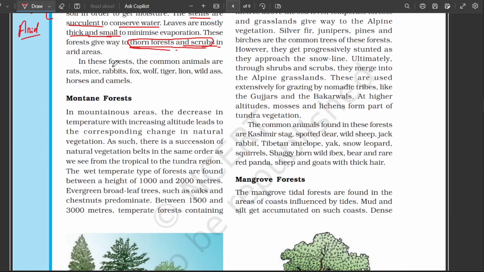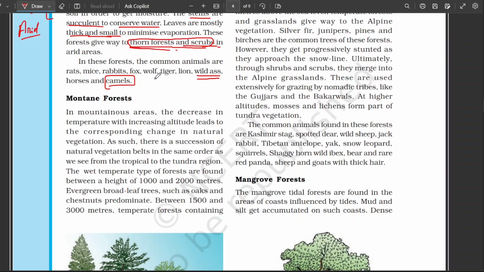Now the common animals are rats, mice, rabbits, fox, wolf, tiger, lion, wild ass, horses and camels. So camel is easily identifiable, but other things you can see. Wild ass is also another flagship animal found in these, especially in the regions of Kutch, etc.